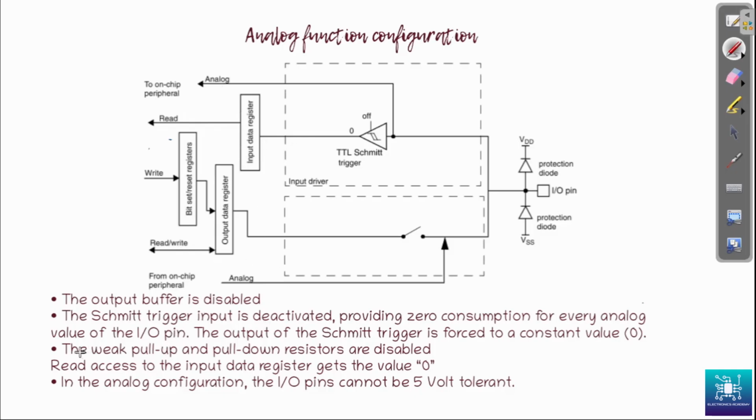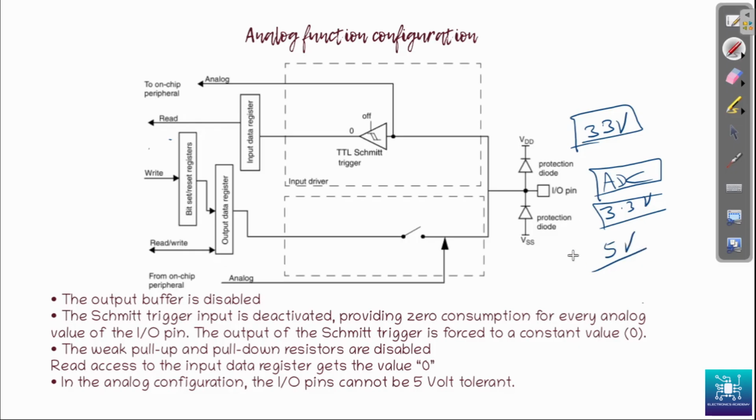Okay. The weak pull up and pull down resistors are also disabled. Read access to the input data register gets the value 0. So if you try to read, you get a value 0. In the analog configuration, the IO pins cannot be 5 volt tolerant, because even though you have the protection diode, it is still not 5 volt tolerant. So for analog input output, if you are working on analog inputs, it cannot exceed 3.3 volt in our case. So if you are feeding analog signals through, say, your ADC pin, you have to maintain 3.3 volt logic level, not 5 volt logic level. So you have to be careful about that.